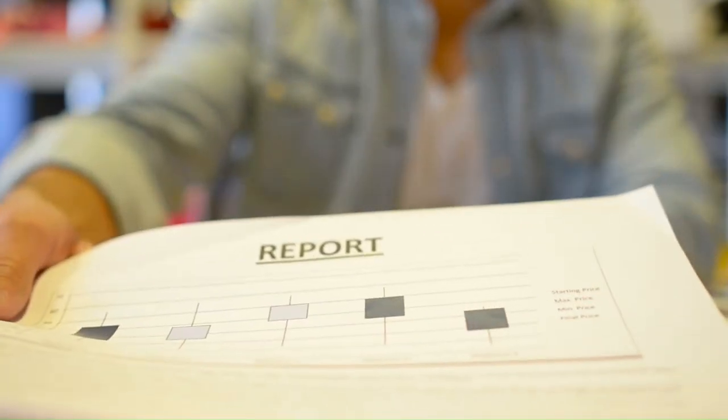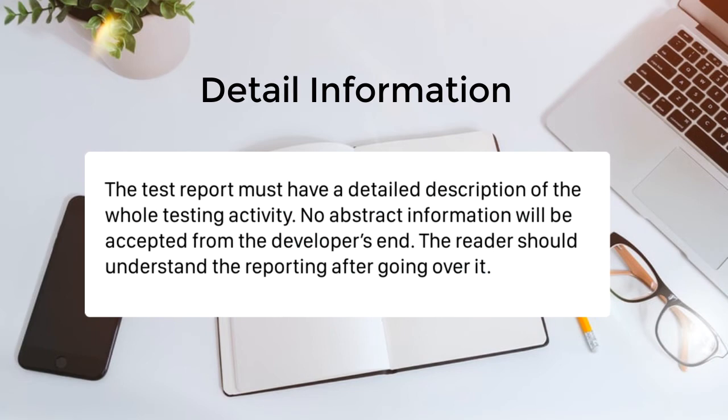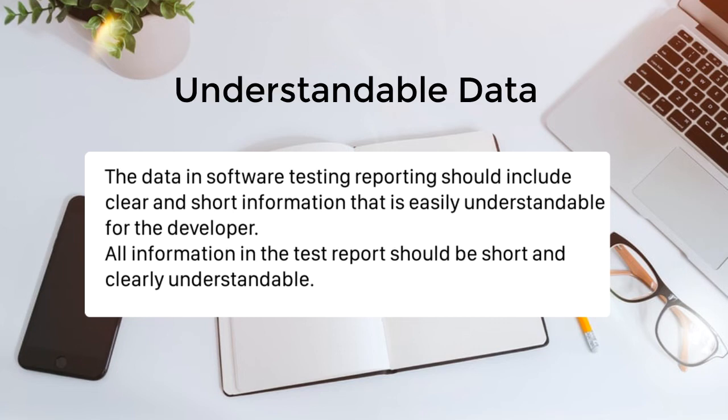Let's move on to tips on writing an outstanding test report. You need to have detailed information. The test report must have a detailed description of the whole testing activity. No abstract information will be accepted from the developer's end. The reader should understand the report after going over it. The data in the software testing report should include clear and short information that is easily understandable for the developer. All information in the test report should be short and clearly understandable.